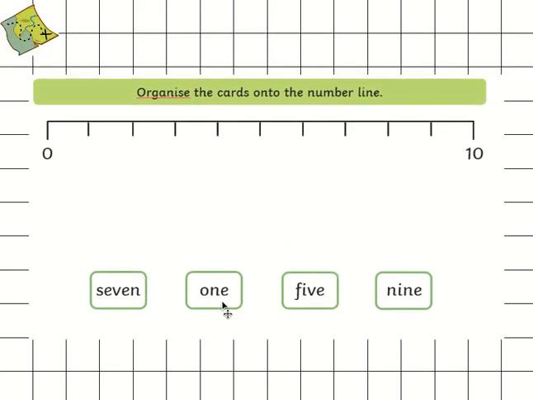So if I was to do number one, it would meet all the way at our first line. Number 5 will go in our middle. And I'm going to leave it now for you guys to have a go at 9 and 7. Where do you think they're going to go on the number line?